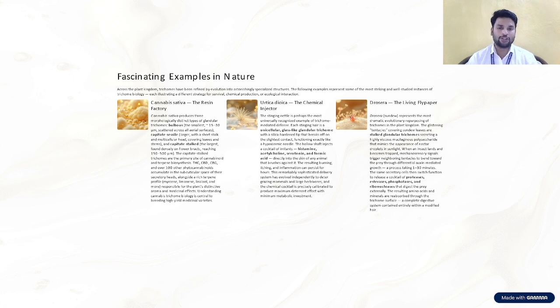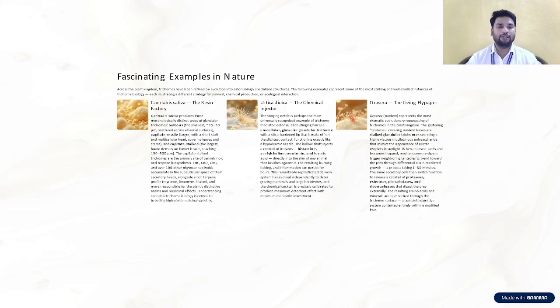The needle-like structure injects histamine, acetylcholine, serotonin, or formic acid directly into the skin of an animal when it pushes against it. That's why inflammatory activity can start in a particular organism. That's why they are known as the chemical injector. They cause injury to the animals. Then Drosera, the living flytrap.